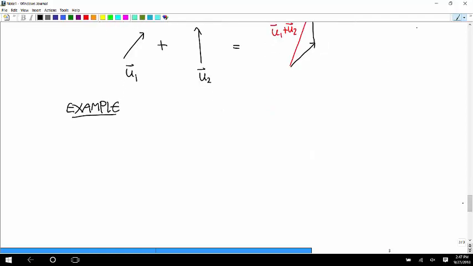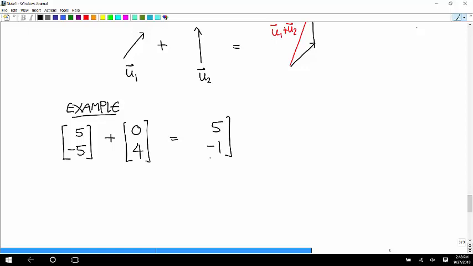So let's say we have the vector 5, negative 5, and the vector 0, 4. To add them, you take 5 plus 0. That gives you 5 for the x component. Negative 5 plus 4 gives you negative 1 for the y component. And so that's the sum of those vectors. That's the resultant vector.